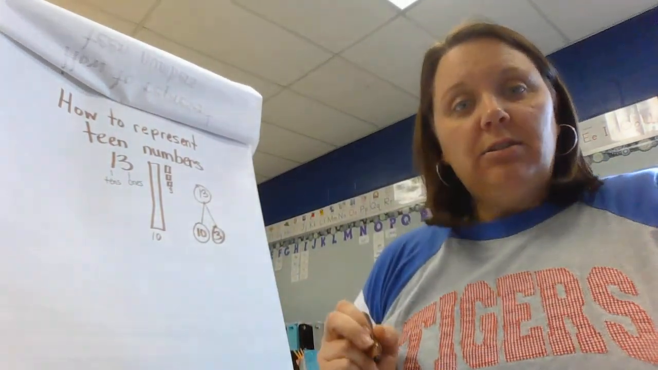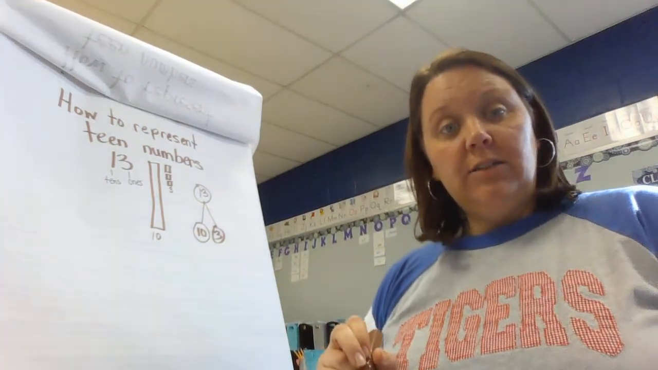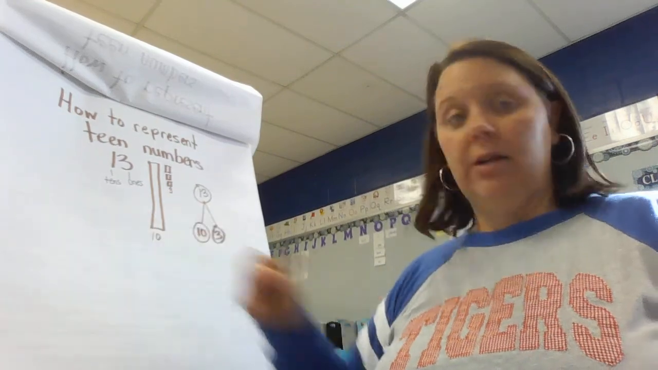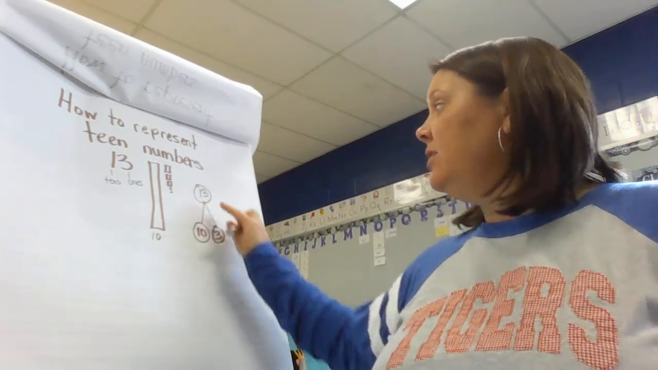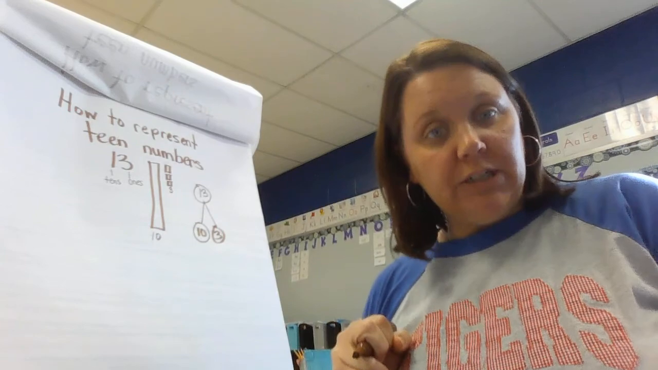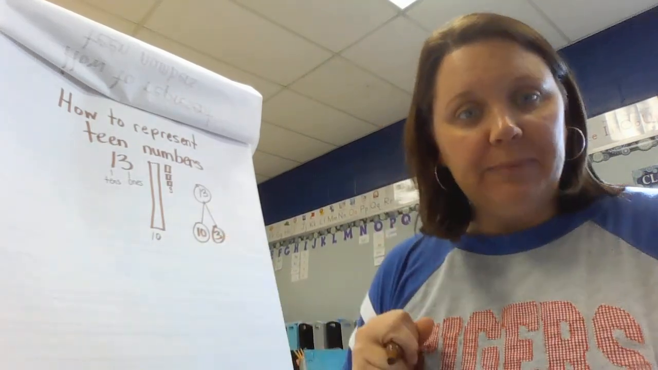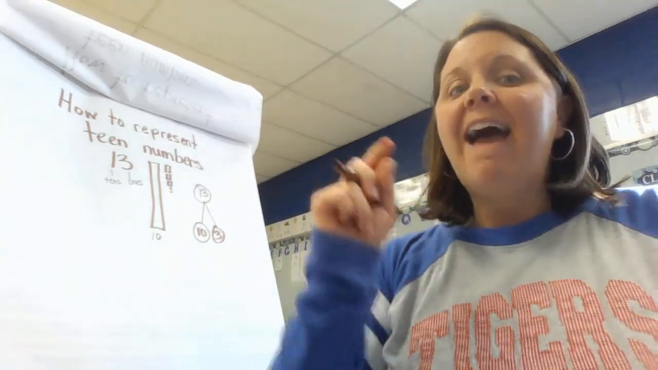This is also a representation of the number 13. So how can you represent the number 13? Can you use a 10 rod and 3 ones? Absolutely. Can you use a number bond and put the number 13 at the top and 10 and 3 at the bottom in the parts? Absolutely. Could you use an equation? Absolutely.